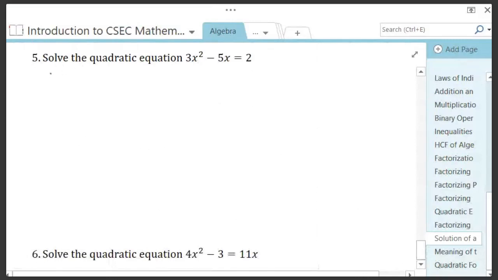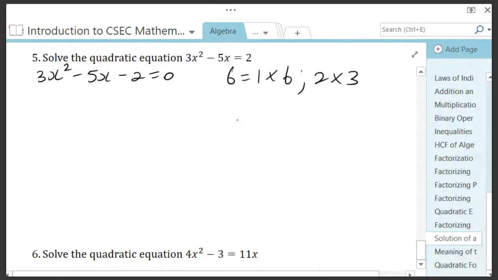Okay, so I'll rewrite this here as 3x squared minus 5x and bring the 2 across. This is going to become minus 2 is equal to 0. 3 multiplied by minus 2 is minus 6. So 1 multiplied by 6 and 2 multiplied by 3. These are the possible products we could use to derive our factors.